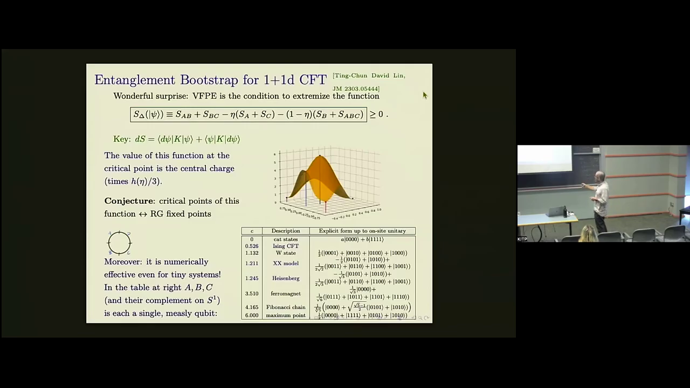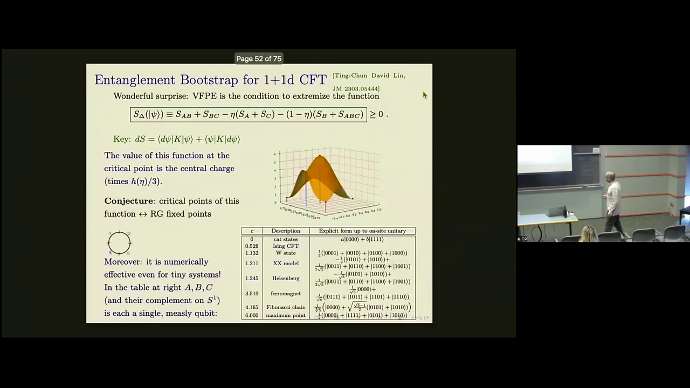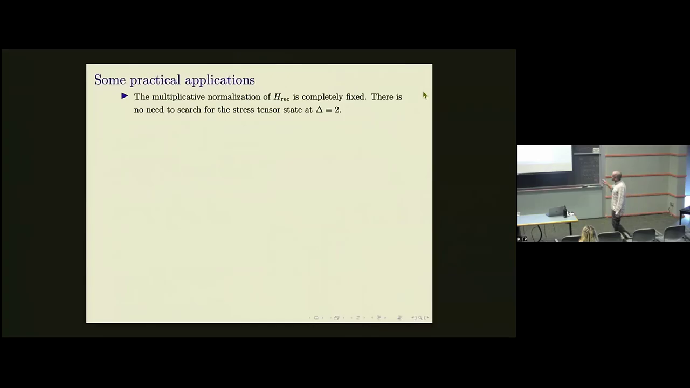So there's a state which has a central charge that's a little bigger than a half. There's some states that have central charge a little bigger than 1. And I can confidently identify these with these CFTs because from the state on 4 sites, we can reconstruct a local Hamiltonian, which we can then study on a larger system. And the spectrum, well, the spectrum looks like this. And something I'd like to emphasize is that the multiplicative renormalization of this reconstructed Hamiltonian is completely fixed.